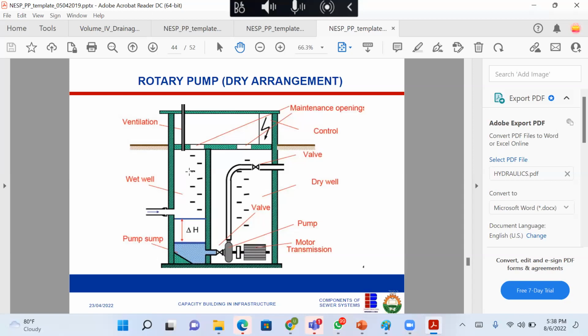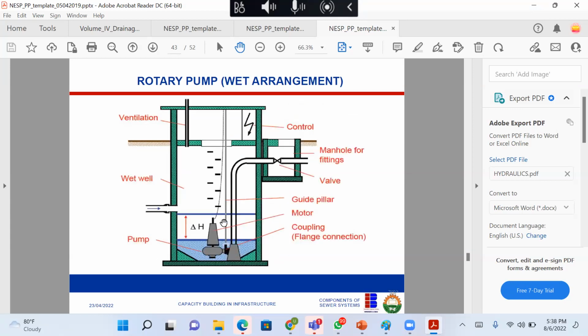So the rotary pump can also run dry. So this is the dry arrangement. Remember, the other one is the wet arrangement. The other one is embedded inside the manhole. This one is embedded inside the water. So water will cover it. So everything is inside the water.